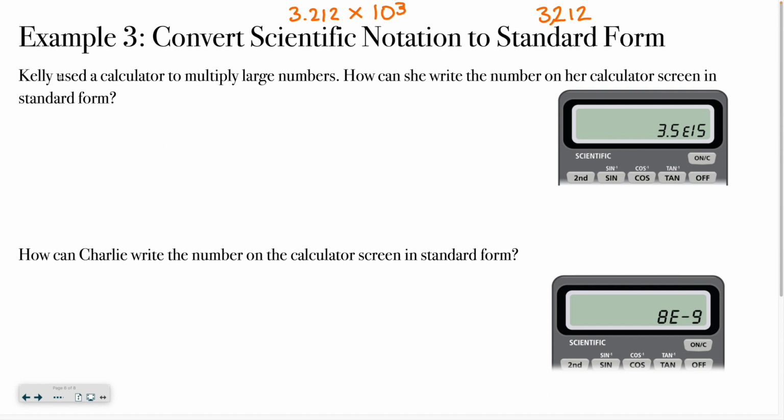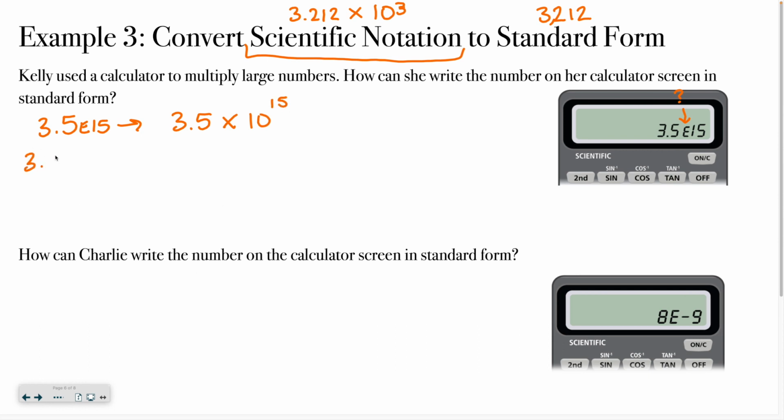Okay, so let's take a look. Kelly used a calculator to multiply large numbers. How can she write the number on her calculator screen in standard form? Now let's take a look at this. We have 3.5 E15. Have you ever seen an E pop up like that on a calculator? Maybe you have, maybe you haven't. That E is your calculator's shorthand or abbreviated way of saying we're talking about a scientific notation number. Okay, so what that's really saying is, 3.5 E15, that's really saying 3.5 times 10 to the 15th.